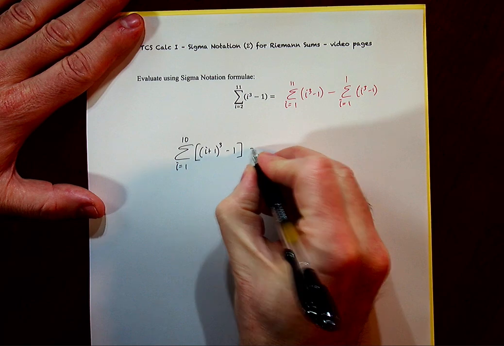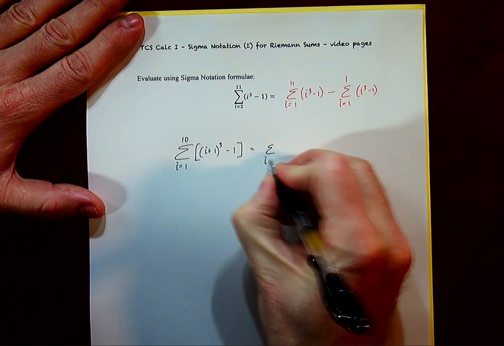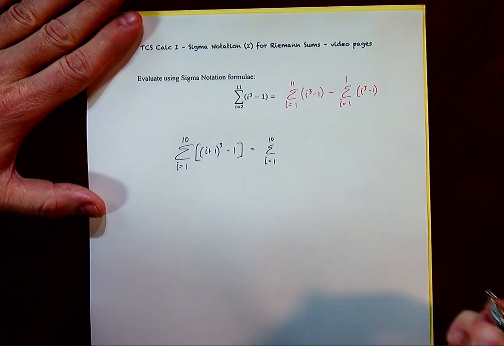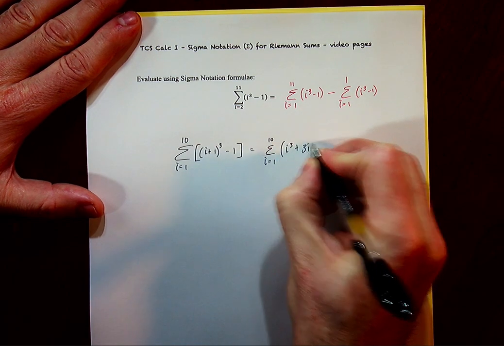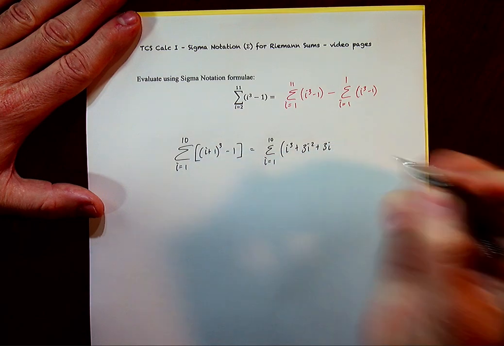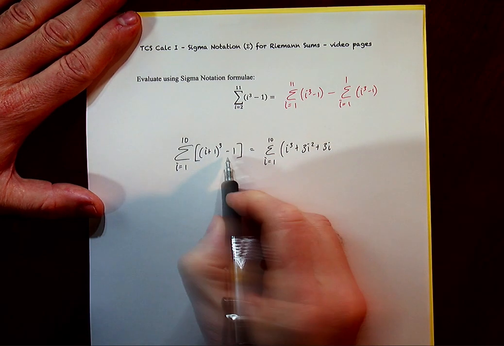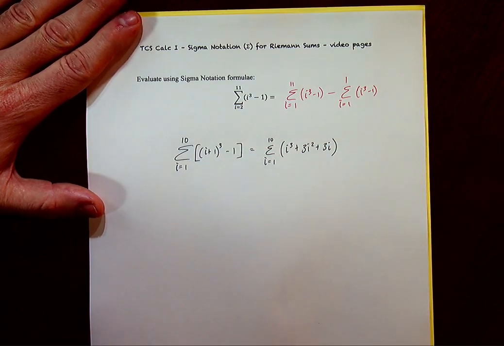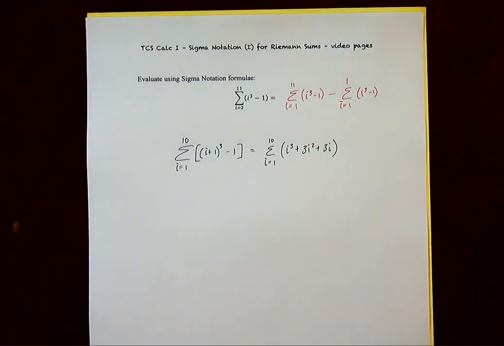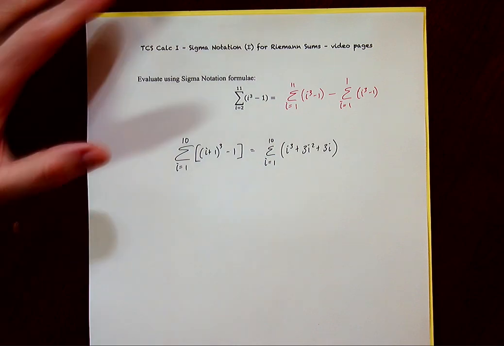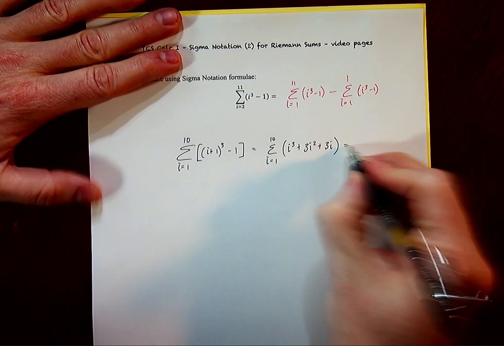And actually this winds up simplifying rather easily if you know how to expand a cubic, and you get i cubed plus 3i squared plus 3i plus 1. Well, the plus 1 is going to cancel with this minus 1, and that right there is the equivalent sigma. And I'll show you by calculator here in just a second, confirm it for you. You can do it on your own as well.